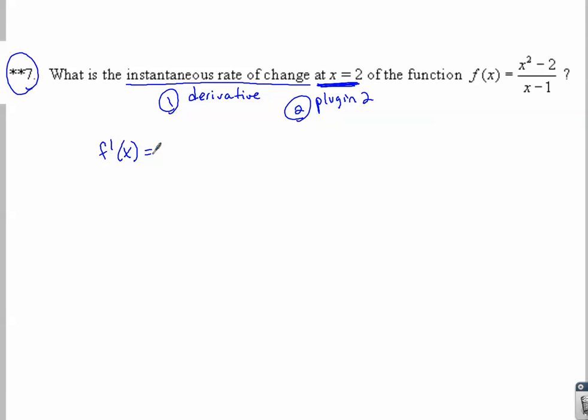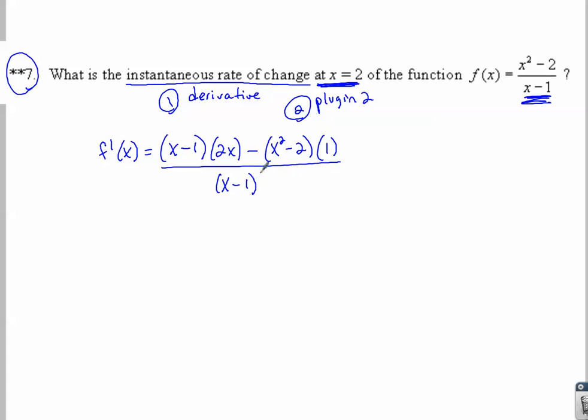So f prime of x, we start with the bottom. Always start with the bottom. X minus 1. Derivative of the top, 2x. Minus, because it's a quotient. Quotient is a shortcut of subtraction. So minus top, x squared minus 2, times derivative of x minus 1, the bottom, is 1. All over bottom squared.